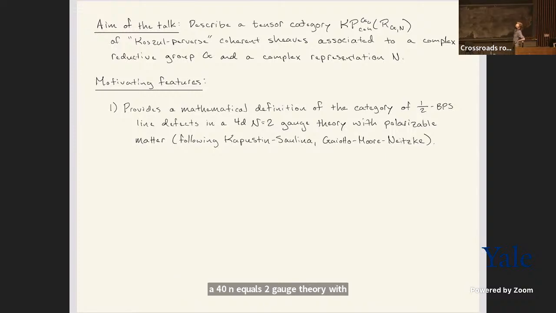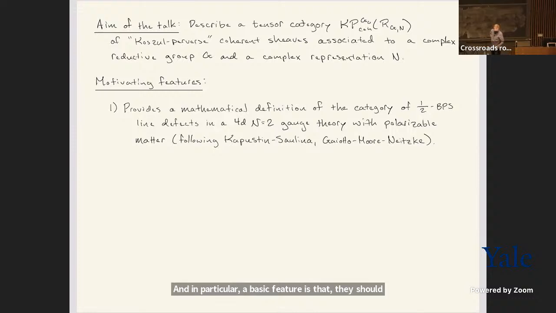This is a certain class of monoidal categories that are anticipated and studied in the physics literature, specifically by Kapustin-Saulina and Gaiotto-Moore-Neitzke. They laid out various expectations for interesting features that these categories should have. And in particular, a basic feature is that they should have a good notion of an irreducible object.